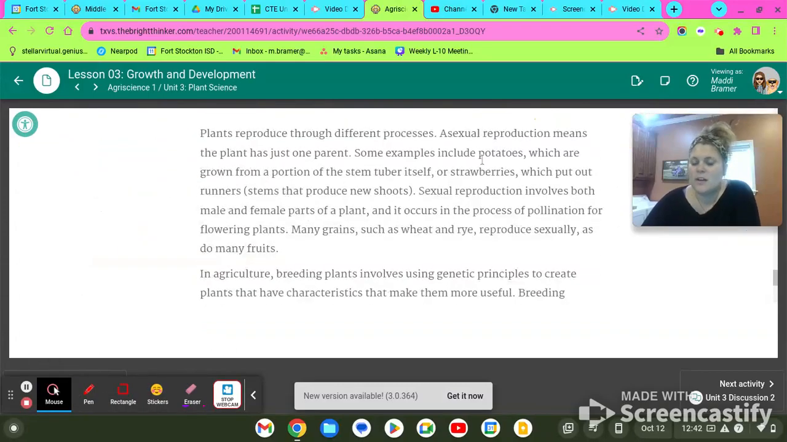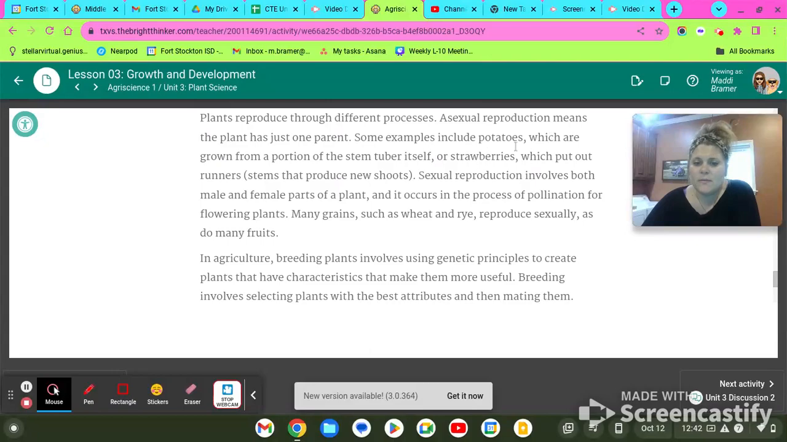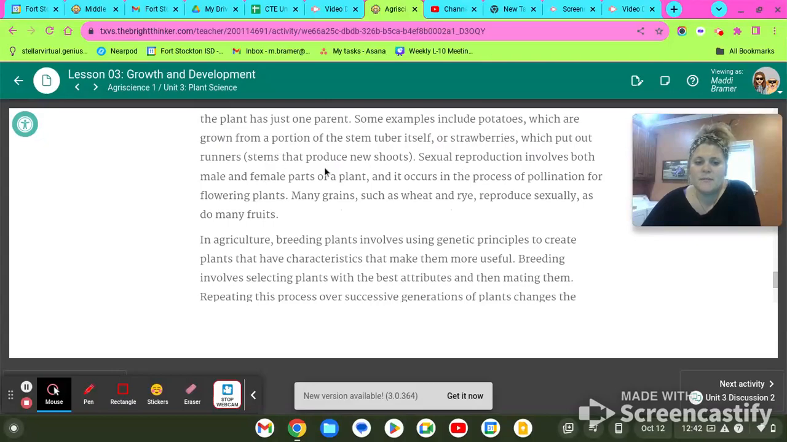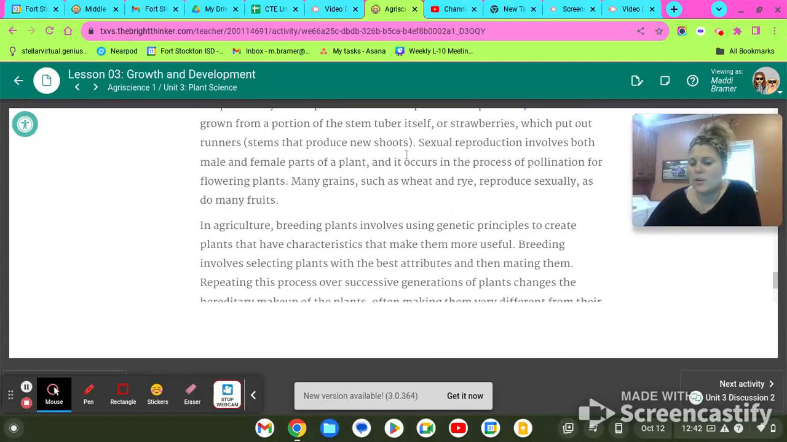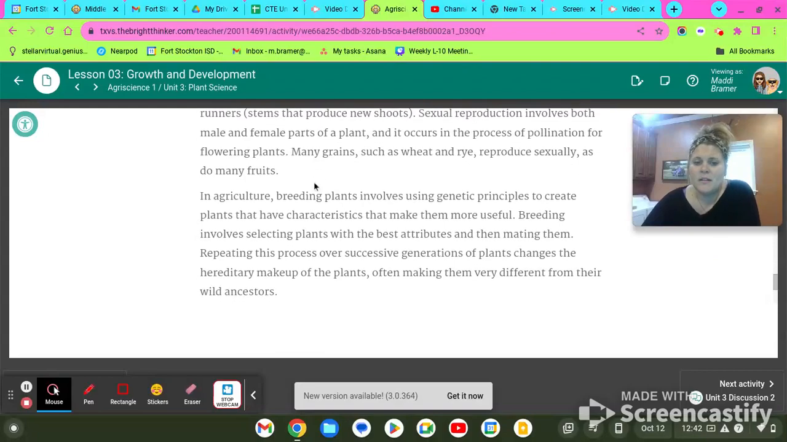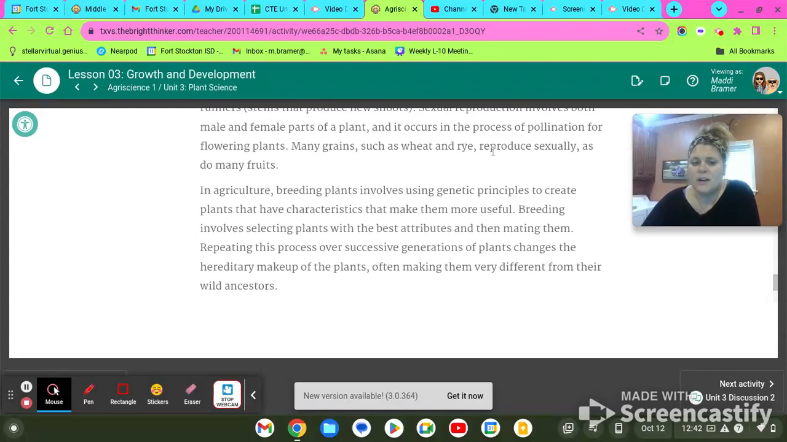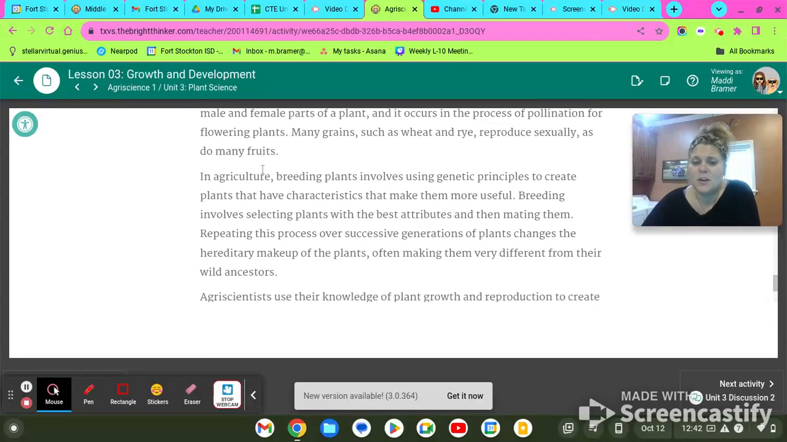Plants reproduce in a lot of different ways. There's asexual reproduction, where the plant just has one parent, like a potato or strawberries, where they just reproduce within themselves. Sexual reproduction involves both male and female, and that's going to take pollination. Like it says, grains such as wheat and rye, and fruits, are going to reproduce sexually.